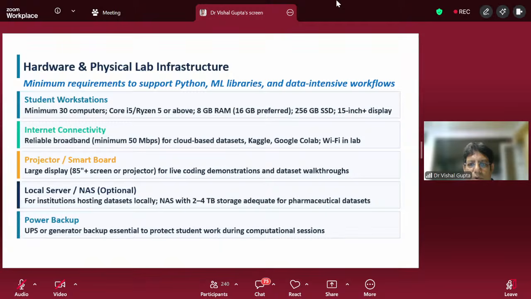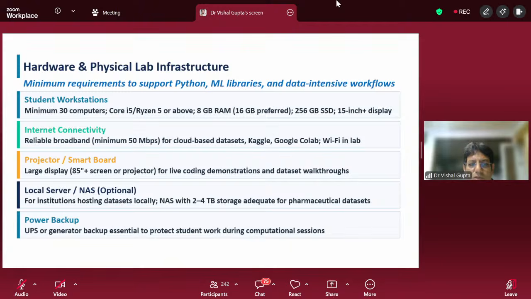So basically, you need a computer room, but the computers you use should be of higher configuration. At least Core i5 should be there, or Ryzen 5 and above. The RAM preferably should be 16 GB, and you can work with 8 GB. And we should have 256 GB SSD drives and at least 15-inch plus display. And internet connectivity, a minimum of 50 Mbps is preferable because most of the software is cloud-based, which requires high internet speed connectivity. For teaching and learning, it is advisable not to use projectors, but use a 55-inch television.